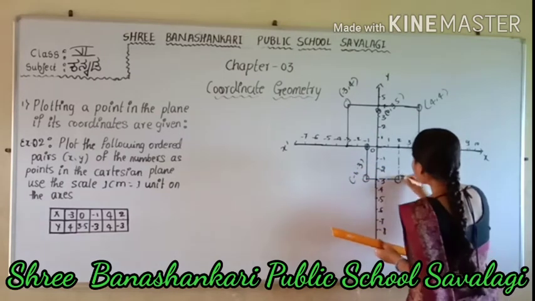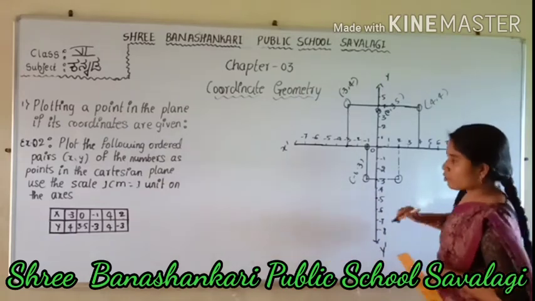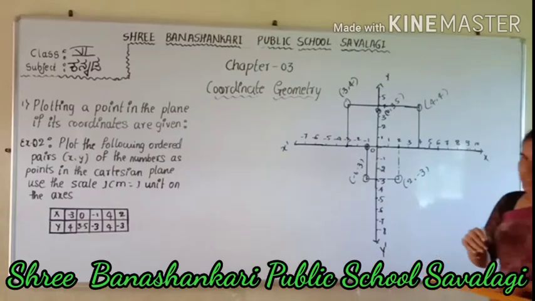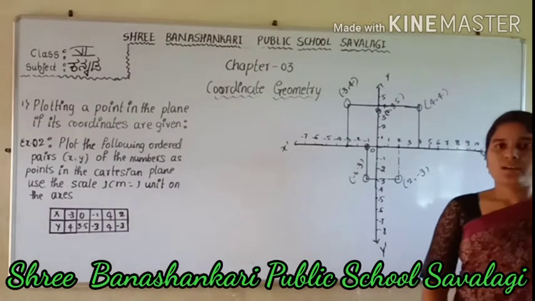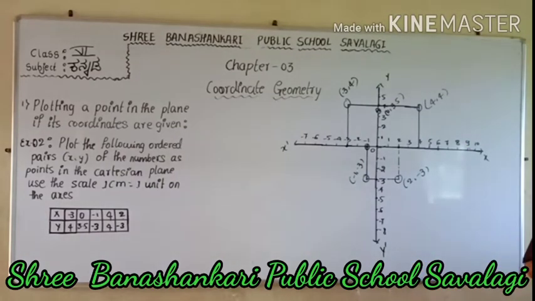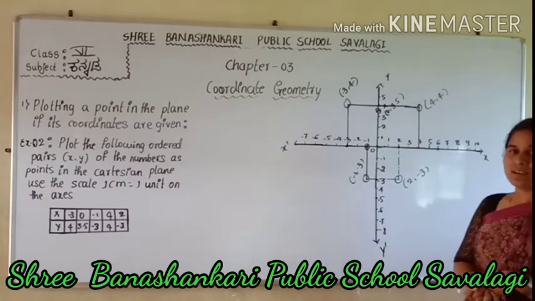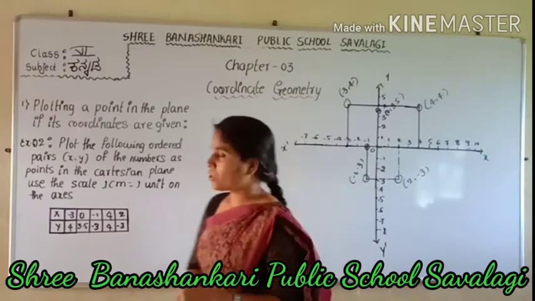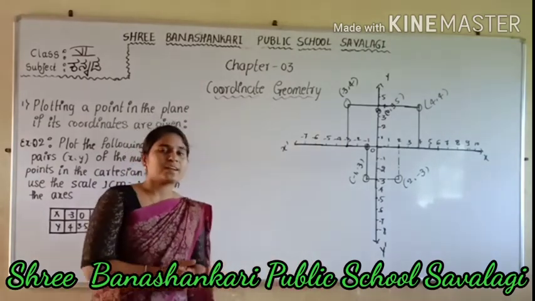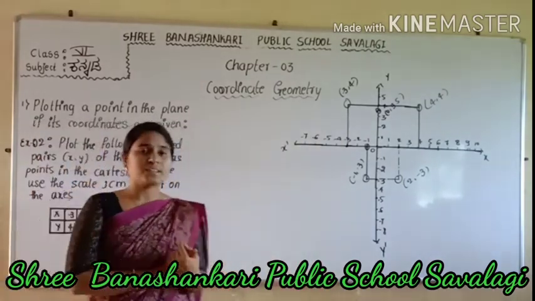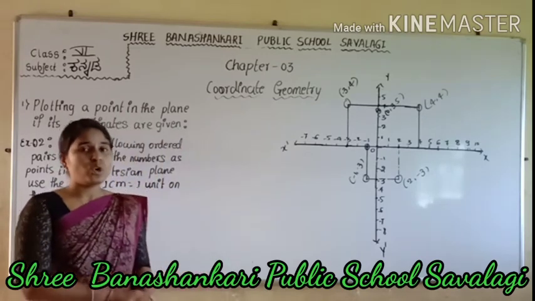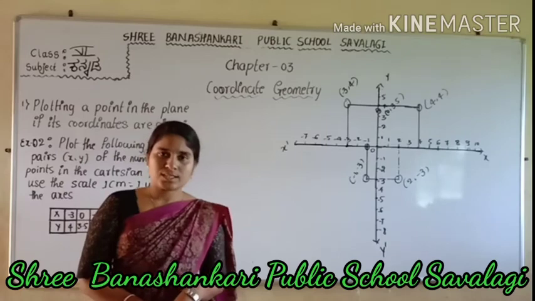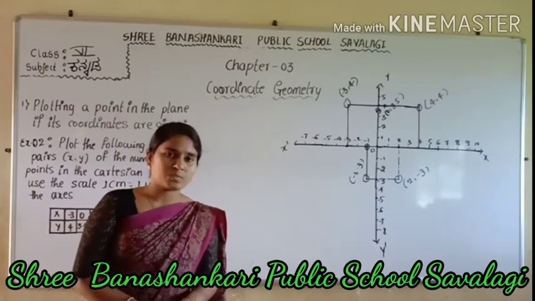And here it is the location of the given coordinates 2 and minus 3. And this is how to locate the points of the given coordinates on the Cartesian plane. I hope you all understood about the Cartesian planes and the Cartesian coordinates, and about the whole coordinate geometry. And if you have any doubts regarding this chapter, then you can ask me later. Thank you.